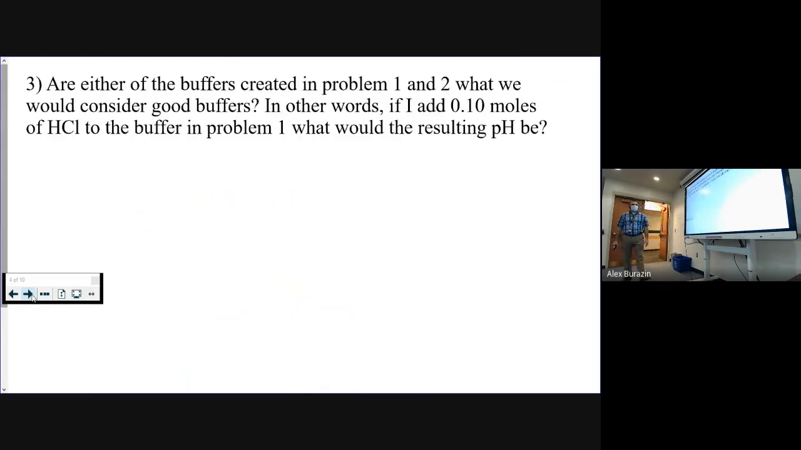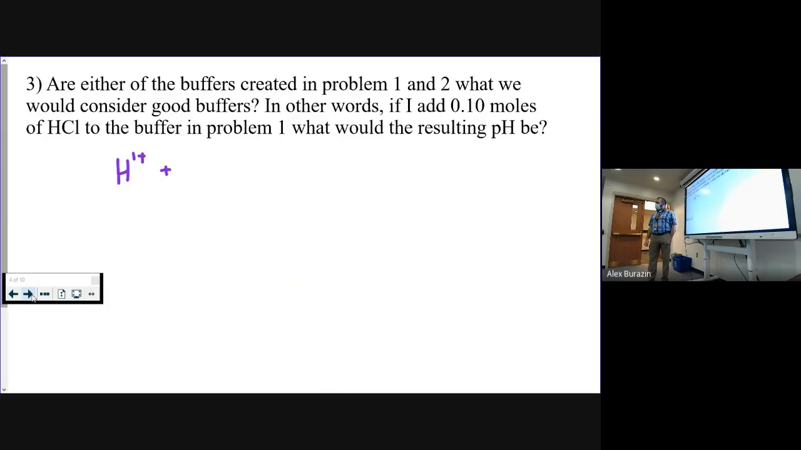Are either of the buffers that I've created in problem 1 or 2 what we would consider good buffers? In other words, if I add 0.1 moles of HCl to the buffer in problem 1, what's going to be the resulting pH? Let's do it. I'm adding strong acid. How do I represent strong acid in a chemical reaction? H1 plus. And what's the base of my buffer? Because the base of my buffer is going to neutralize that stuff, right? So what's the base in my buffer?